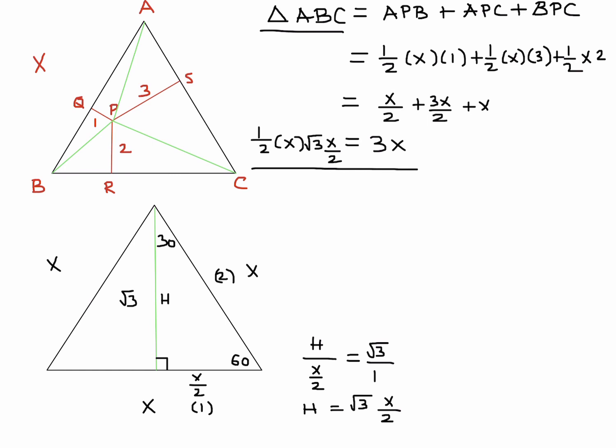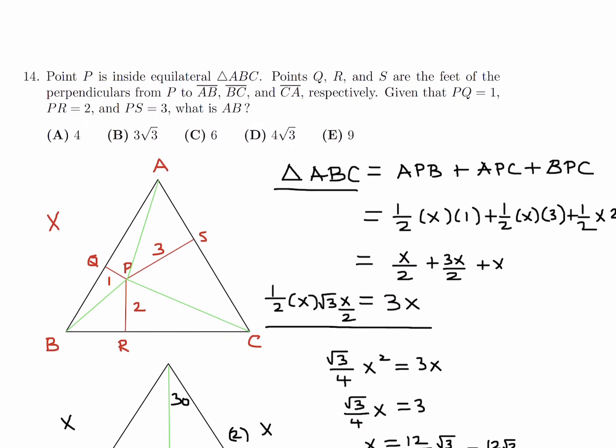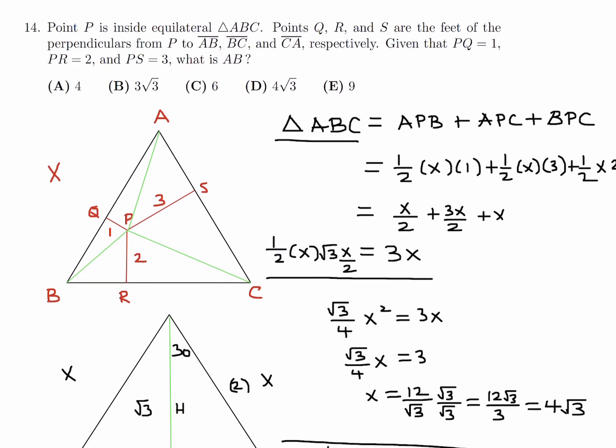So there you go. This is the equation that will help me solve for X, which is what they want. So we get root 3 over 4 X squared is equal to 3X. Divide both sides by X, get rid of that, and that leaves me with just root 3 over 4 X is equal to 3, and therefore X is equal to 12 over root 3. Most likely they want you to rationalize the denominator, so multiply top and bottom by root 3. That will give me 12 root 3 over 3, which is 4 root 3. 4 root 3 is my answer, and therefore number 14, the answer is D.